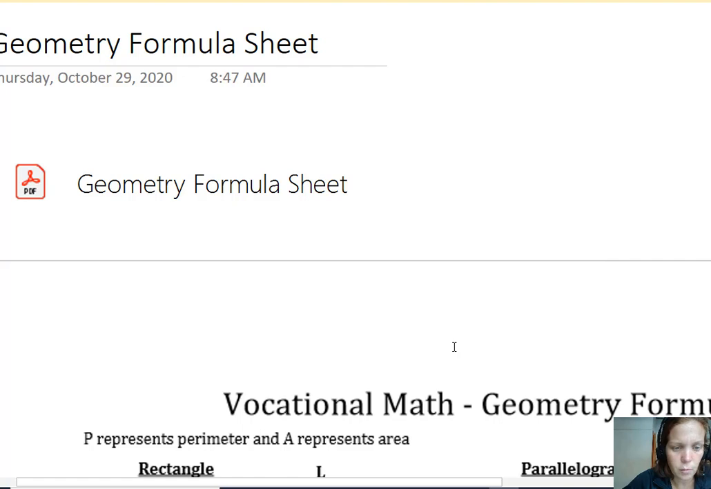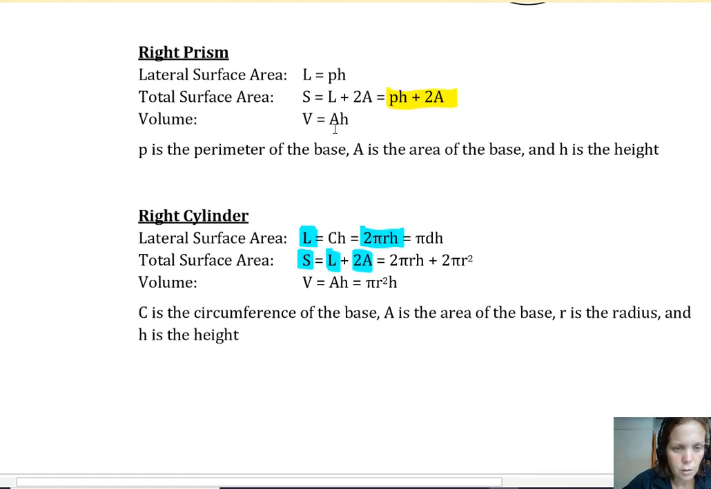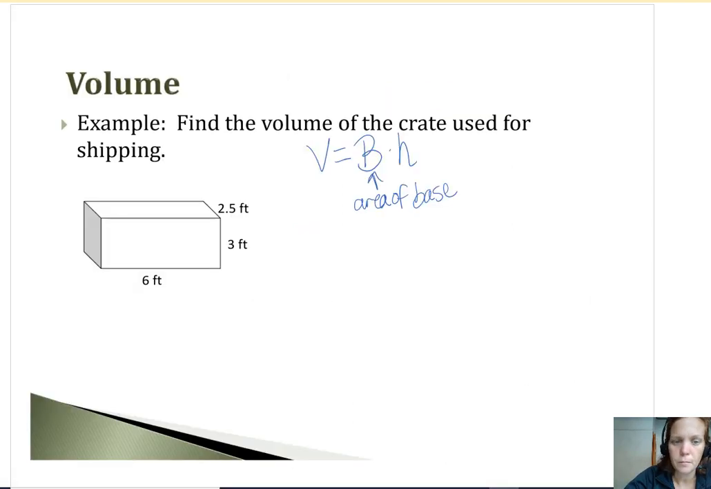So on our formula sheet, actually, capital A, let's switch that. Capital A times the height, same for a cylinder. So we'll do capital A, the area of the base. Okay, so the base, how it's sitting, is 6 by 2.5, same as on the bottom. It would be 6 by 2.5 and a height of 3.